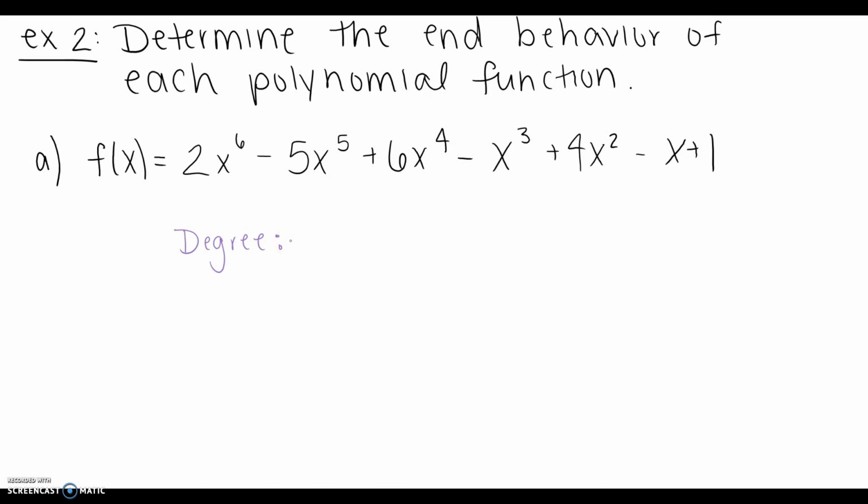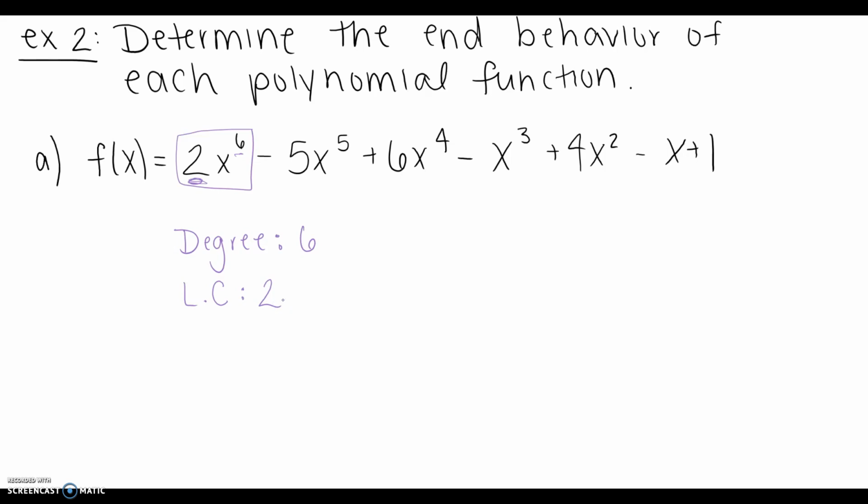Remember, that is the highest exponent, and in this case it's obvious because it's actually written in descending order. So the degree is 6. Now we need to figure out what is the leading coefficient, which I'm just going to write LC. The leading coefficient is going to be alongside the degree, and that's going to be 2.